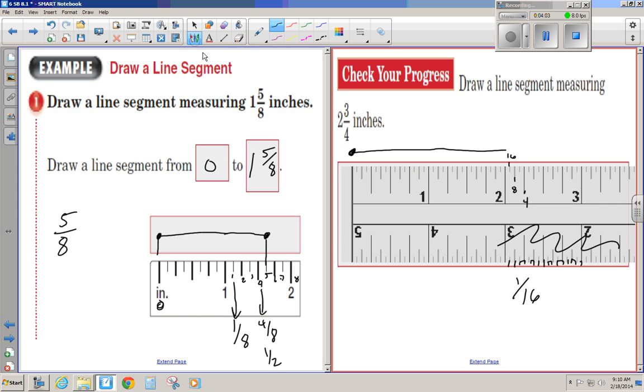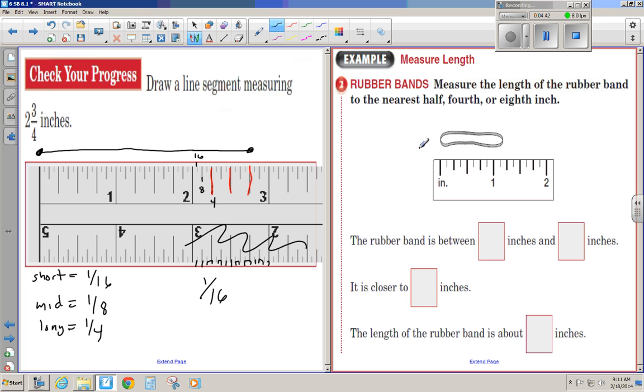So hopefully you're looking at this and seeing that the height of those lines is a different measurement. The very short one is equal to 1/16. The next one, the middle one, is equal to 1/8, and the long one is equal to 1/4. So we're dealing with the fact that this would be 1/4, 2/4, and 3/4. So my line is going to continue all the way to 3/4.